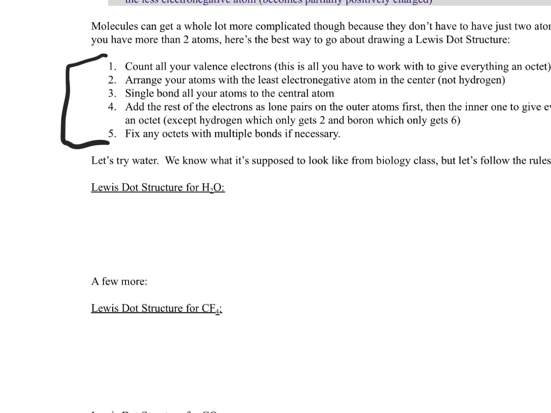So the first step says count all your valence electrons. Hydrogen is in the first column of the periodic table. It's got 1 valence electron, but we have 2 hydrogens involved, so we have to count 1 electron for each of them. Oxygen's in the 6th column, so it's got 6. I have a total of 8 valence electrons to work with here.